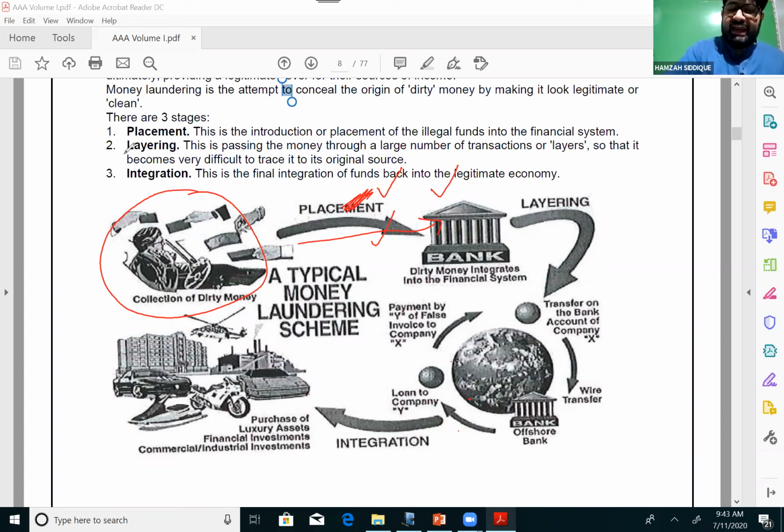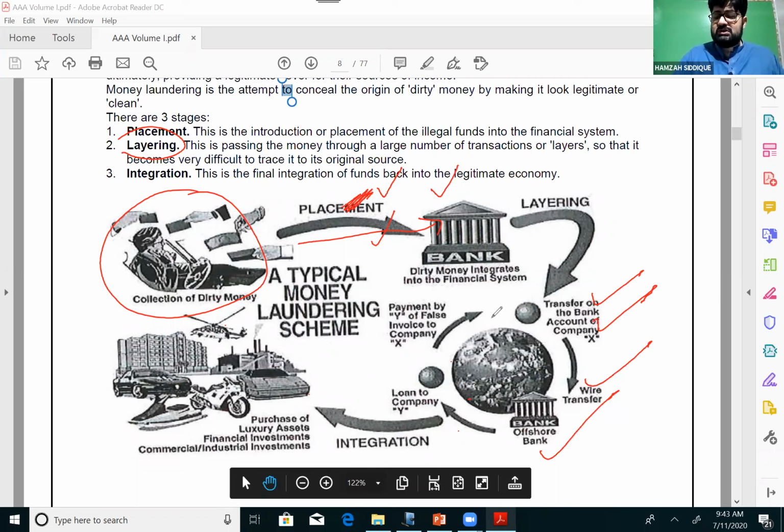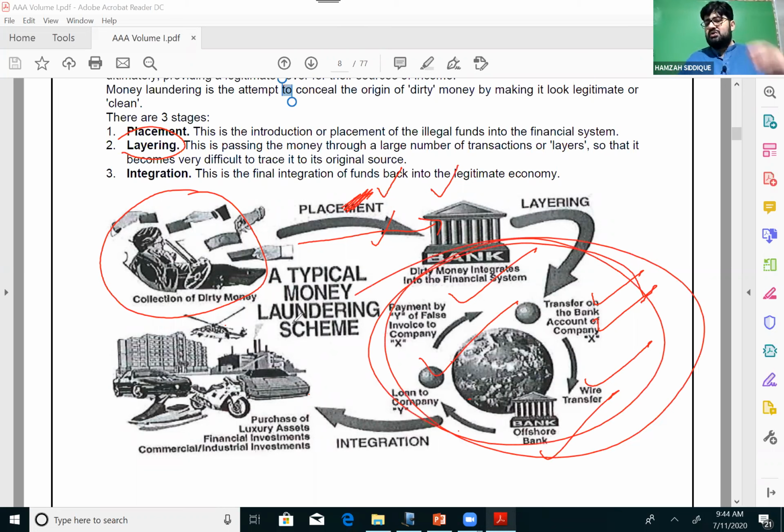Now, second is layering. Once it has entered, you create layers of transactions. Multiple transactions to confuse the record, to make it not traceable, like transfers to another bank account, wire transfers, offshore banks, loans, payment of false invoices. You deposit into one bank, transfer it to the other, withdraw from the third, then deposit, multiple layers. There are certain symptoms of money laundering. We will talk about that.